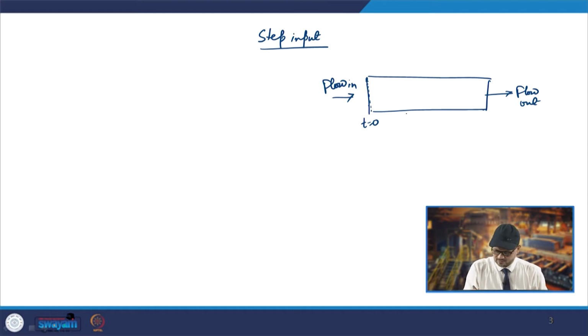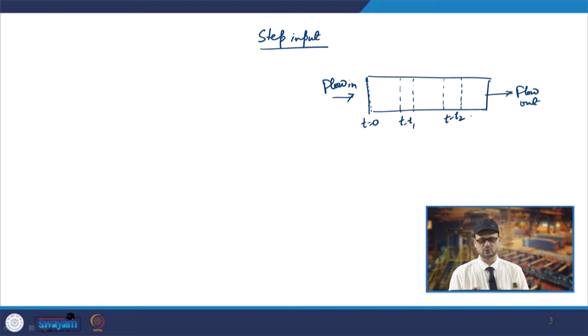In the dispersed plug flow, if you come to t equal to T1, there will be certain dispersion. This will be t equal to T1. Similarly, you will have t equal to T2, and this is the case. Accordingly it will move even in the case of step input.